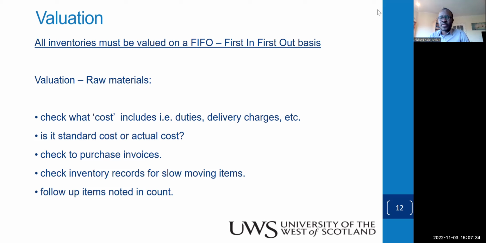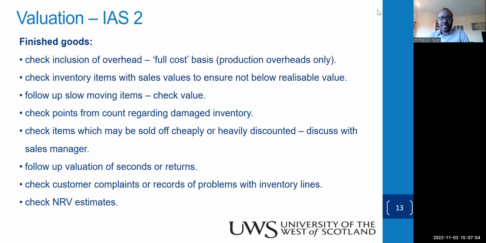You would have remembered this from your experience or previous studies in management accounting. So check if it is standard cost or actual cost. Trace it to the purchases invoice and then check inventory records for any slow-moving items. Why? Okay, and follow up on any discrepancies you noted during the inventory count.